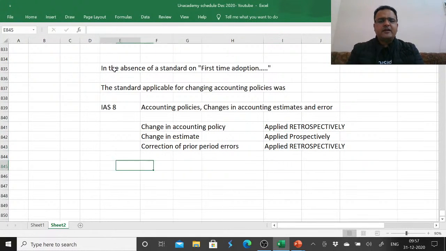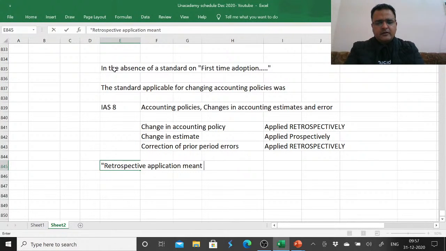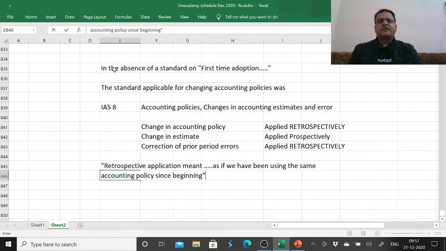The retrospective application meant that as if we have been using the same accounting policy since the beginning. Since beginning means whenever we introduce that item into a balance sheet for the first time, we would be changing the accounting policy in a manner as if we had been using the same policy, which we are going to introduce now, since incorporation, or since first time introducing that item into a balance sheet.